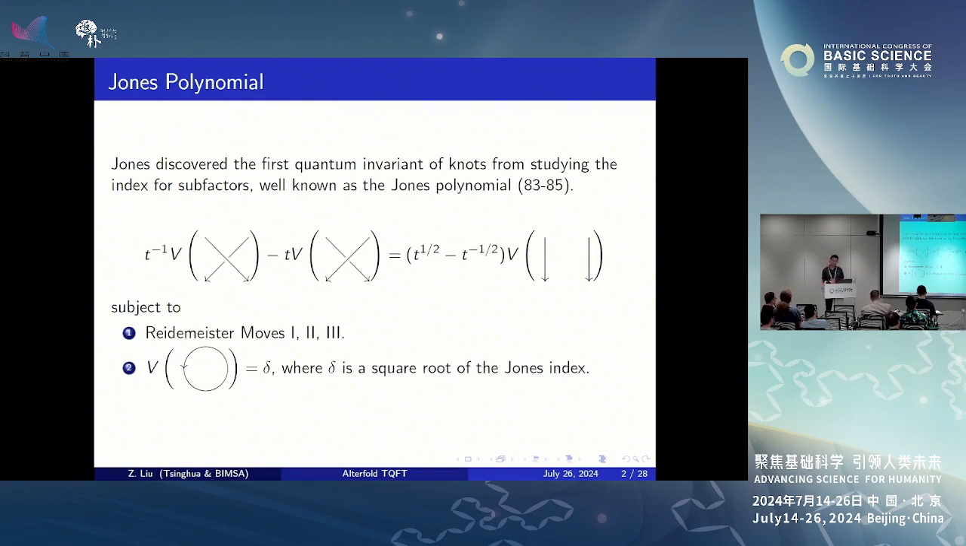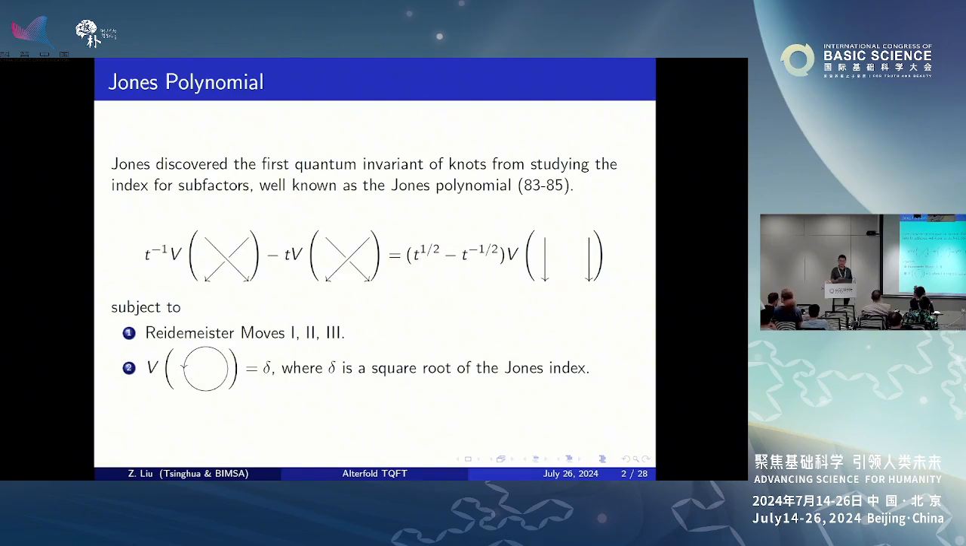So first, Vaughan Jones discovered the quantum invariance of knots by studying the index of subfactors, which is a topic in operator algebras. At the beginning, it seems not relevant to topology at all, but it turned out that by studying the so-called bimodules in operator algebra, or the representations of subfactors, we can get very interesting topological structures, like the Temperley-Lieb algebra and graded representation, and eventually it leads to the Jones polynomial, which is the first quantum invariant of knots and links.